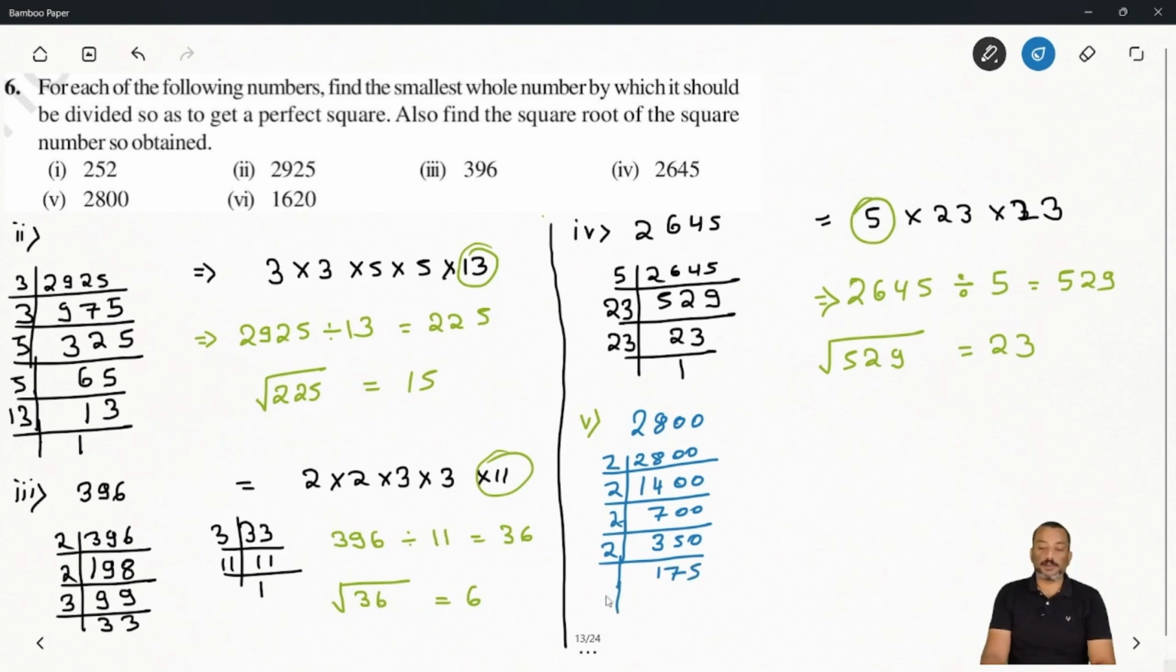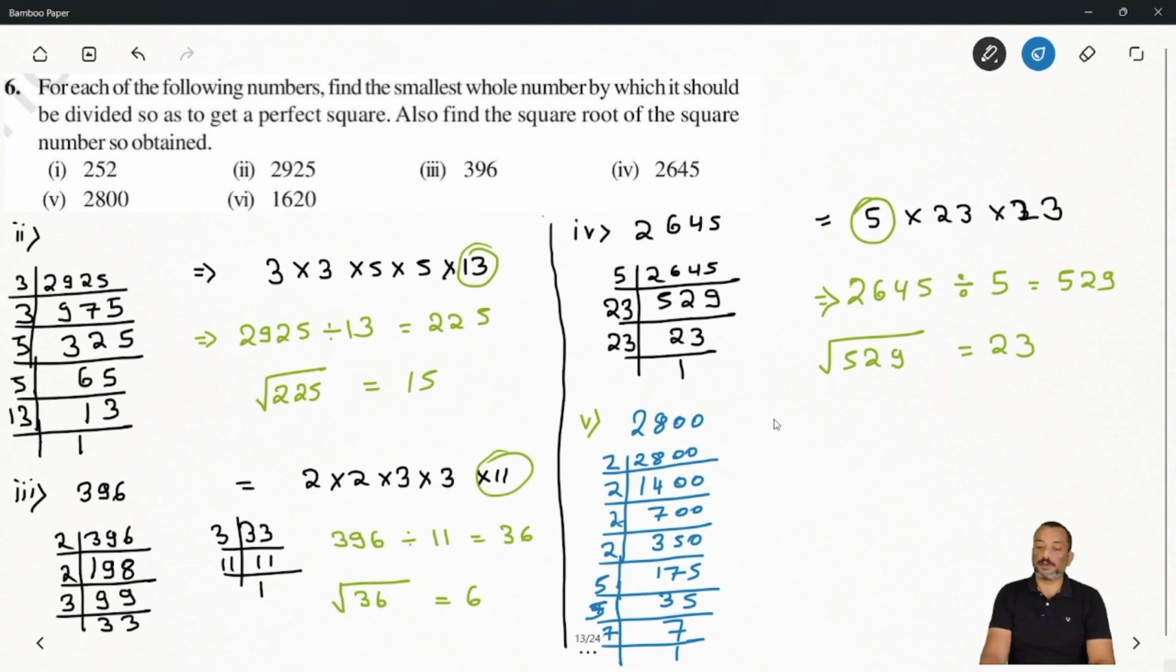Now after that you can divide with 5. So you will get 35. Now 35 you can divide with 5. So you will get 7. Now 7 you will divide with 1.